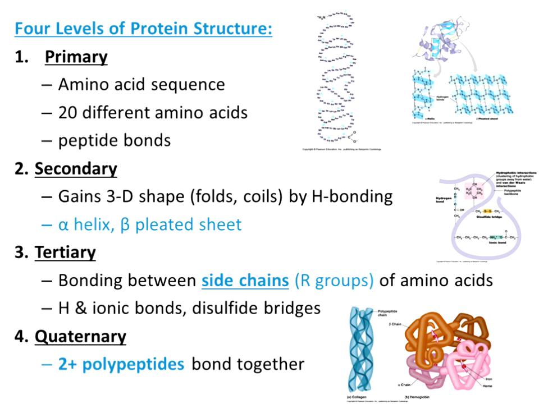So there's 20 different amino acids in nature, and the number of amino acids that you have and the different sequences are what determine what kind of protein you're going to get. So that's why we can have so many different proteins even only out of 20 amino acids. And the bonds between those amino acids are called peptide bonds. And so you can see this picture.